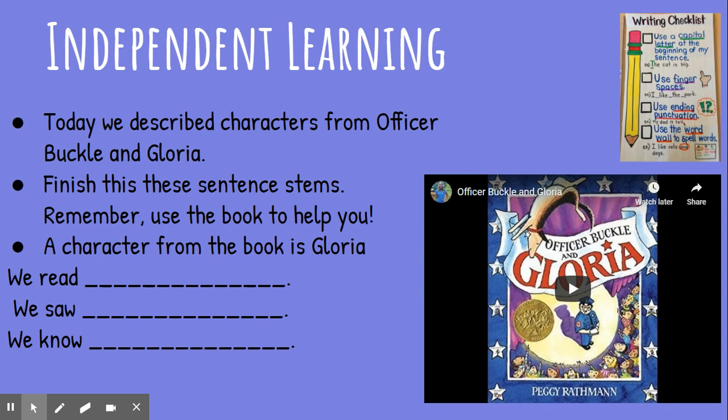So we're practicing describing the characters using the details and illustrations of a story. Remember, one character from the book is Gloria. Can you complete these sentence stems? What is something we read about Gloria, we saw about Gloria, and something we know about Gloria? While you're writing, remember to use a capital letter at the beginning of your sentence, finger space, and use punctuation at the end of your sentence. You always want to do your very best writing, especially since you're in first grade now.